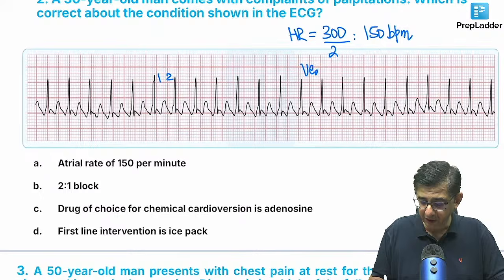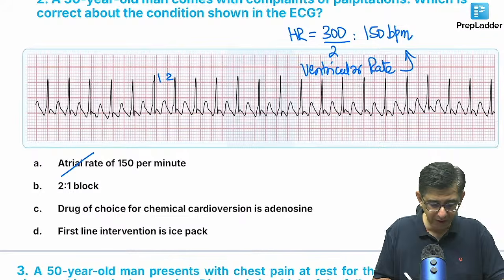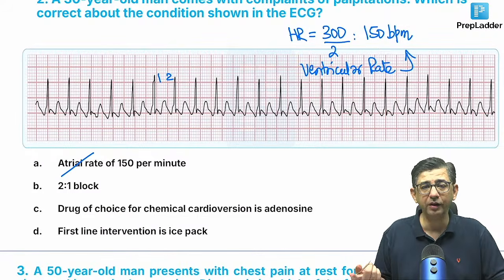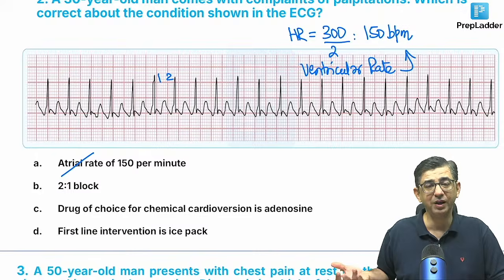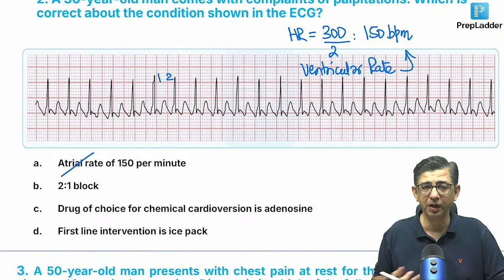Heart rate basically means the ventricular rate, na? So the reason the answer is not A for this particular question is that it is written atrial rate. It is not an atrial rate. It is a ventricular rate of 150 per minute. So we are not supposed to assume an answer to a question. So that's why option number A is ruled out.